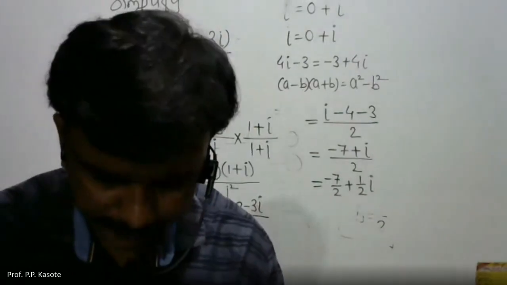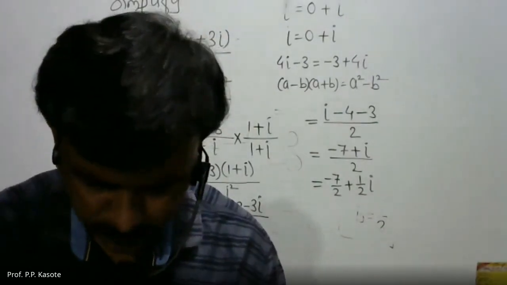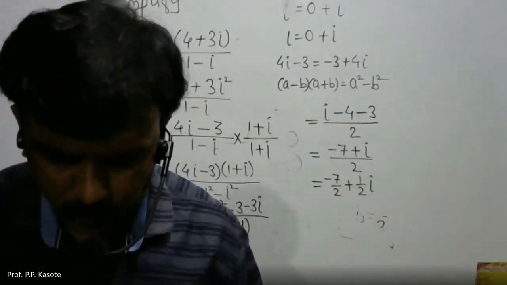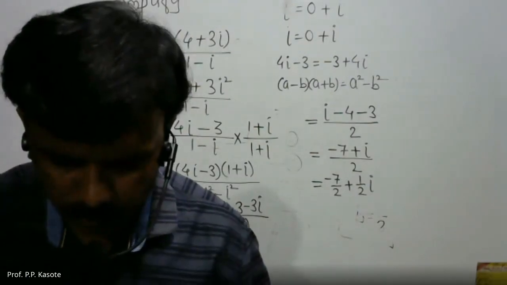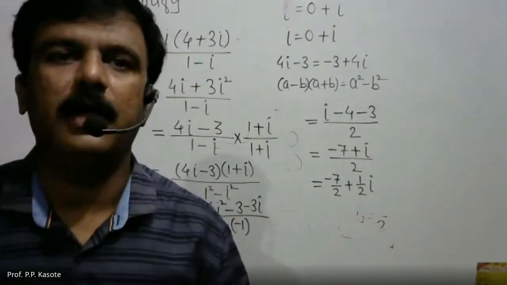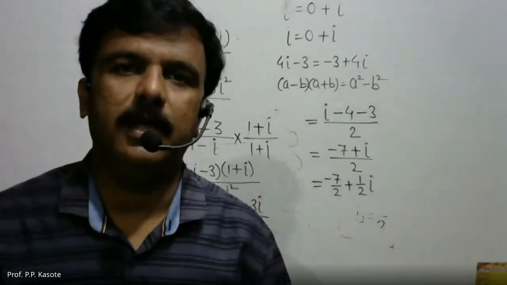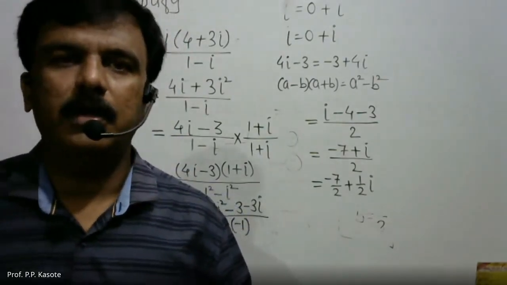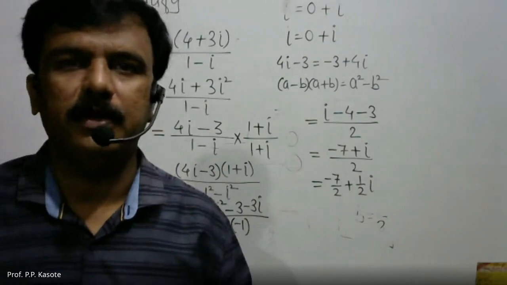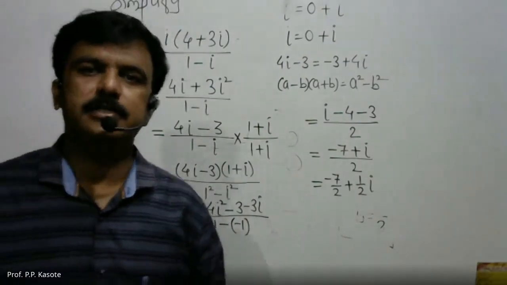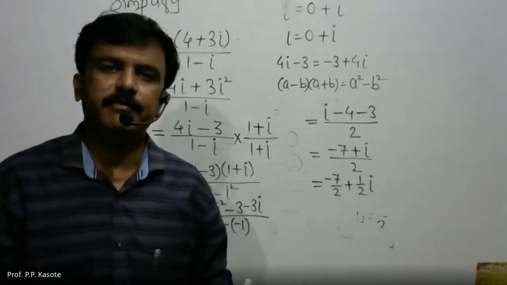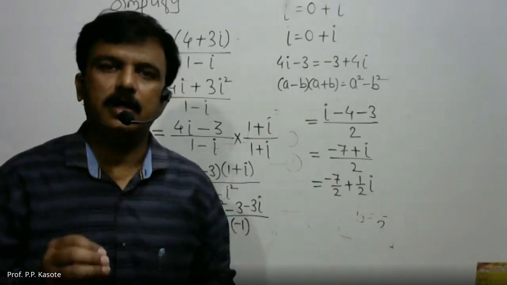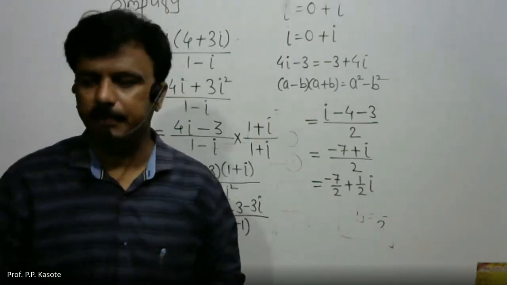Question number 4, example number 2. 1 plus i into 1 minus i raised to minus 1. The multiplication is, at first we feel like it's very difficult, but I'll tell you just in one step you will understand that if we simplify the given term, then we will be able to write it in the form of a plus ib. See the example.